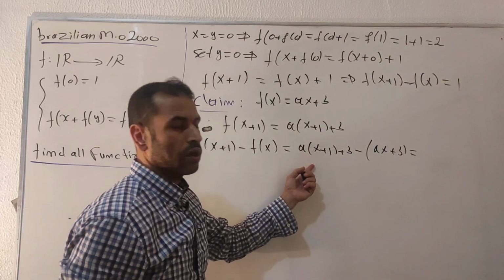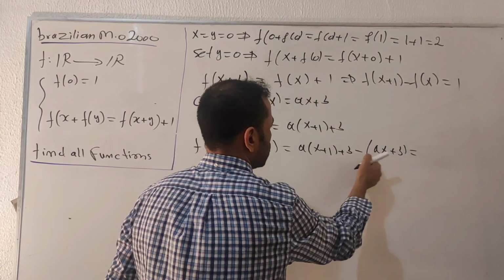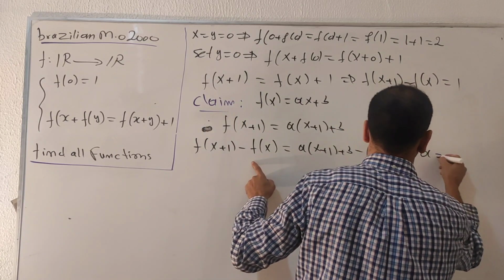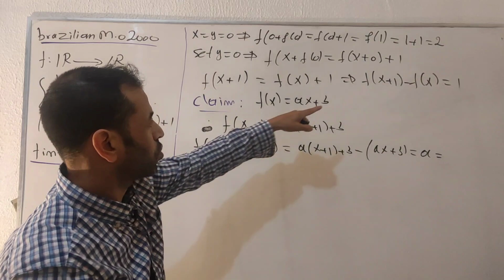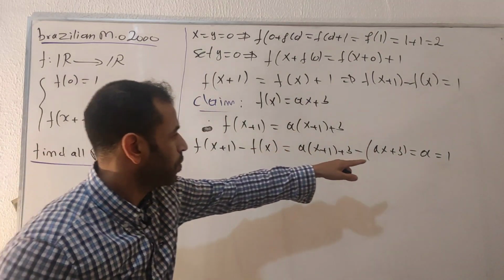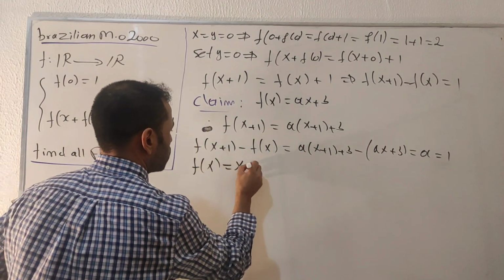Let's simplify this one. The ax will be canceled out, b will be canceled out, and I will be left with a. We already know this difference equals 1. We have determined a as a constant. Let's replace the value of a into this one. So I get f of x equals x plus b.